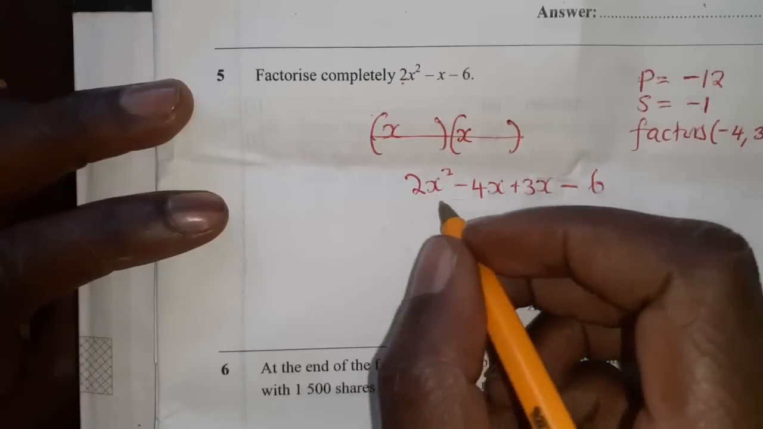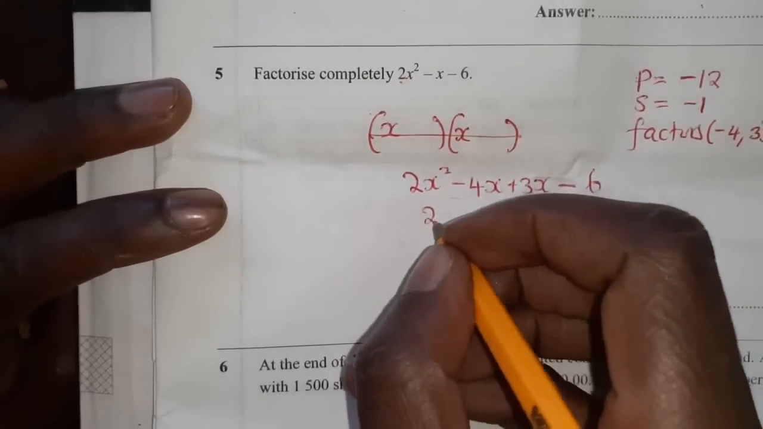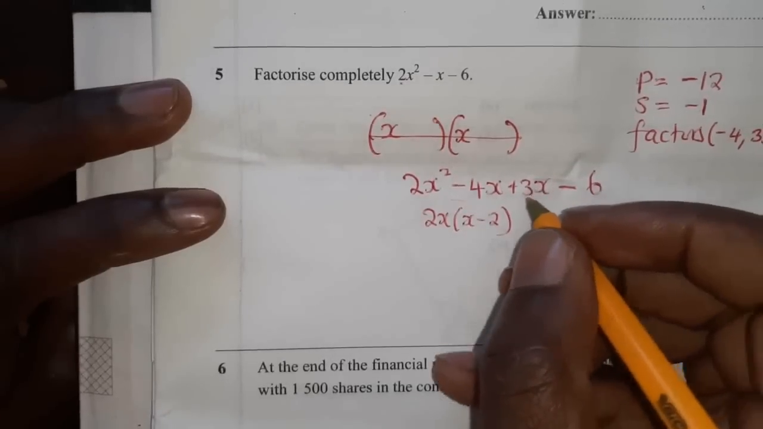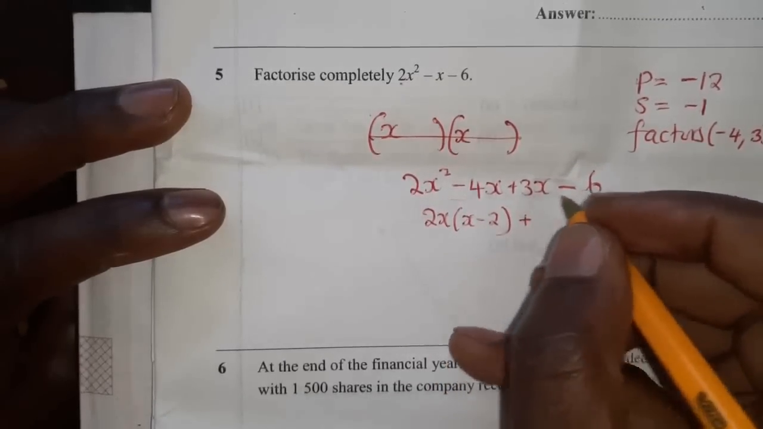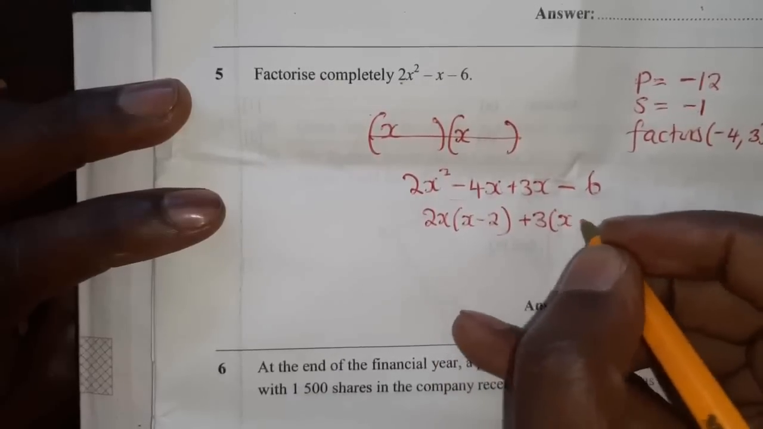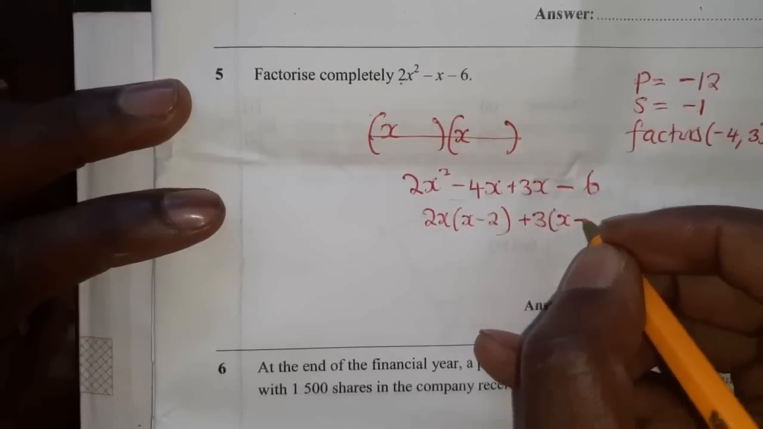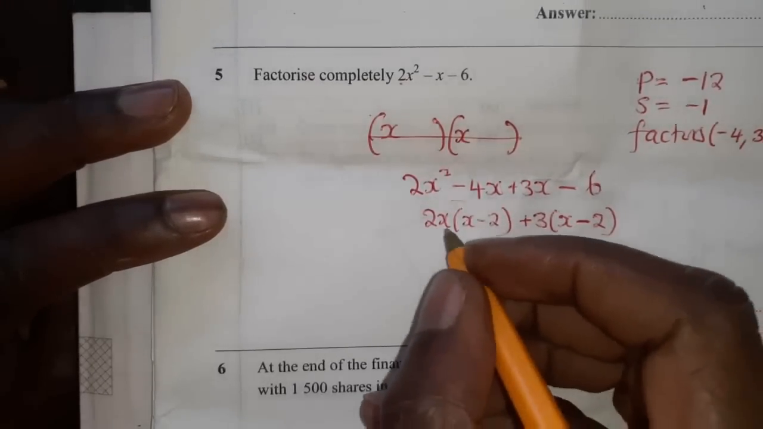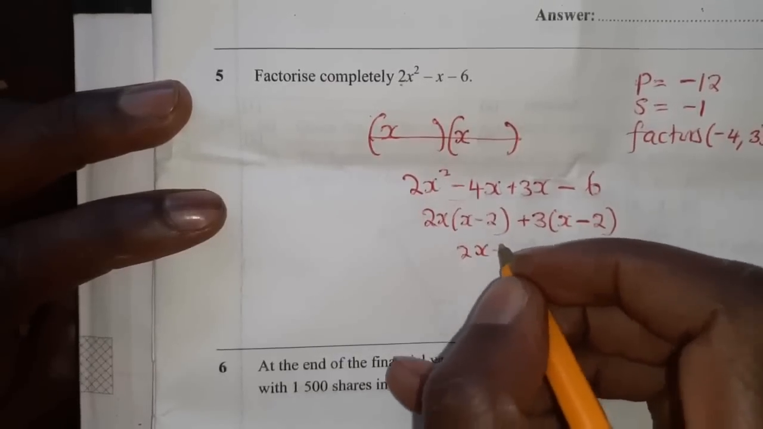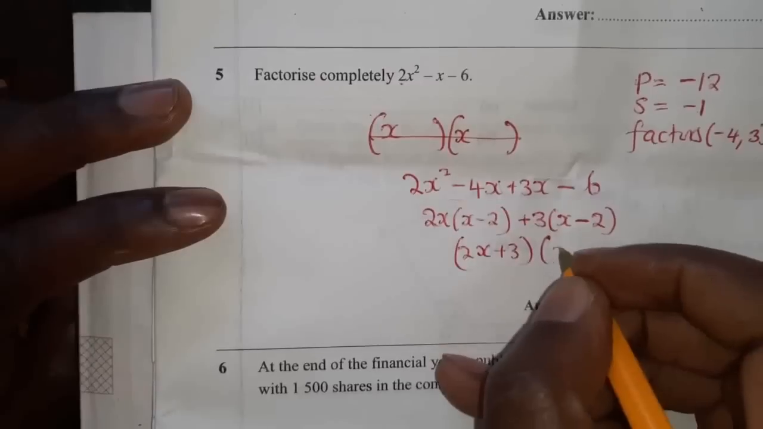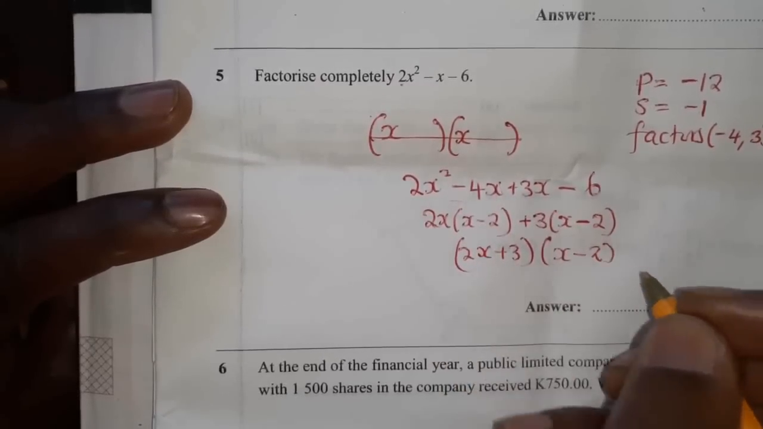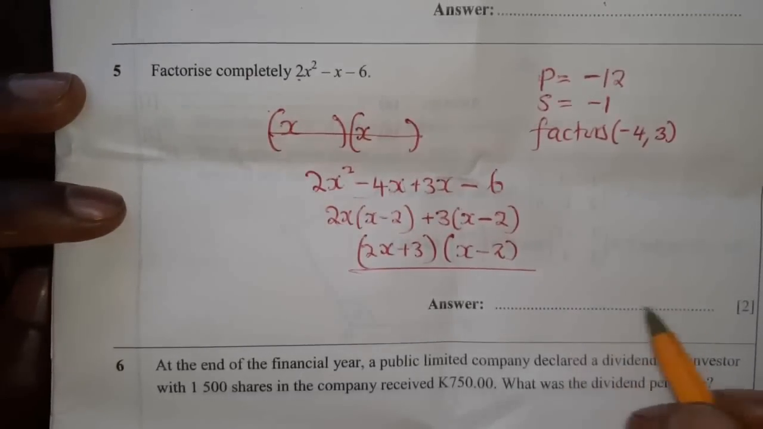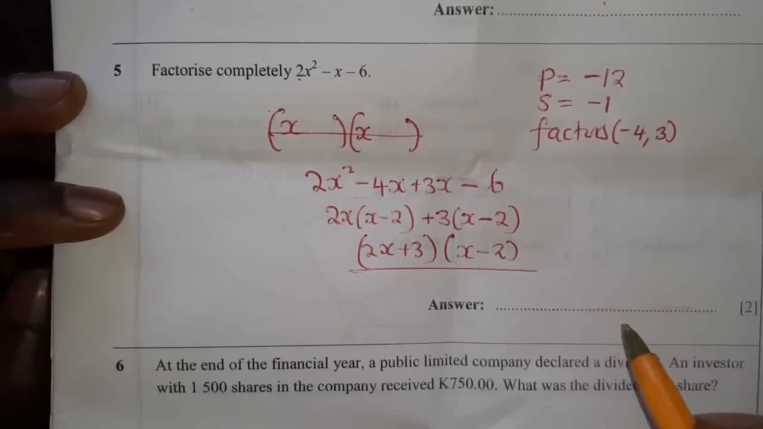On the first one, we use grouping terms here. So we have 2x, x minus 2 here. Then what is common here? The common factor here is 3. So we have 3x minus 2. Okay? And from here, now we need to get 2x plus 3, x minus 2. So this is what is supposed to be our answer. Please don't forget to write it here.